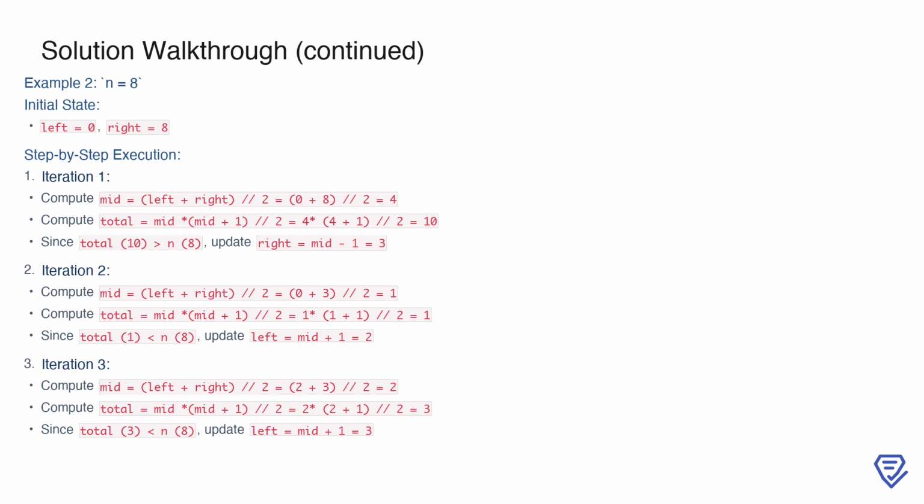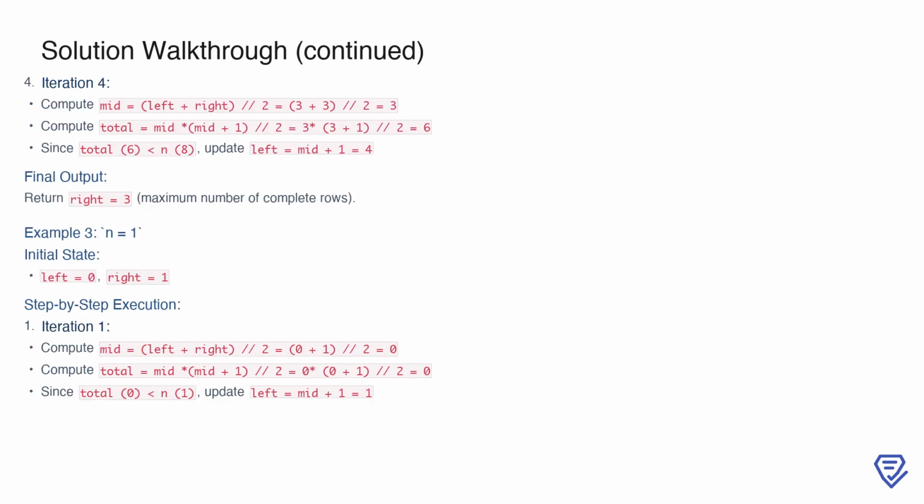In the fourth iteration, mid is calculated again as (left + right) // 2, which gives 3. The total for 3 rows is 6, which is still less than 8. Since more rows might be possible, we update left to mid + 1, making it 4. At this point, the search concludes, and the value of right, which is 3, represents the maximum number of complete rows that can be formed.